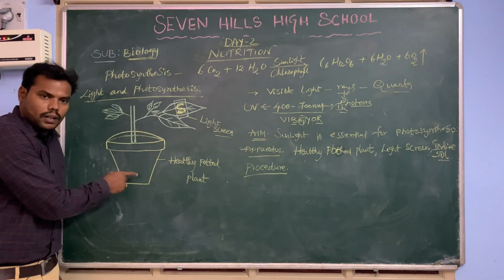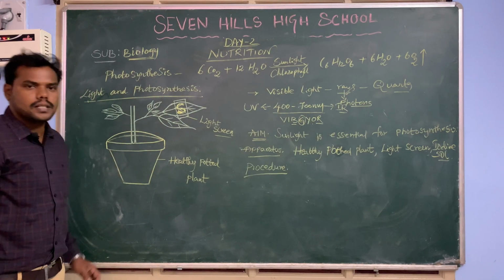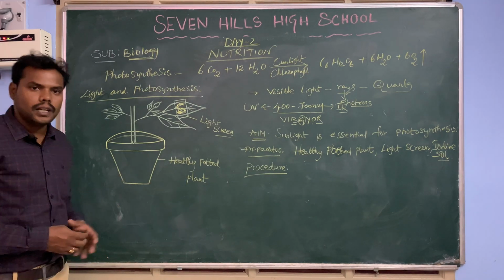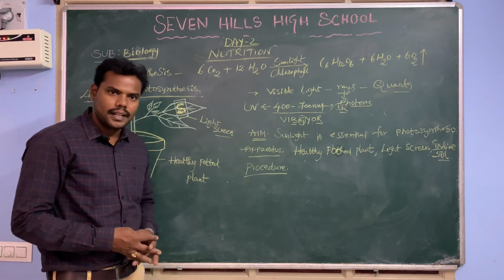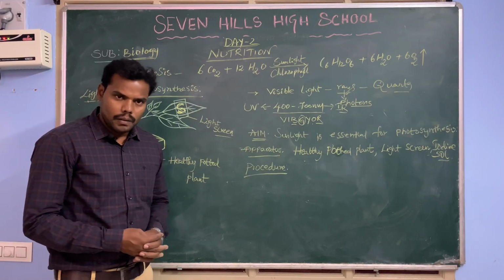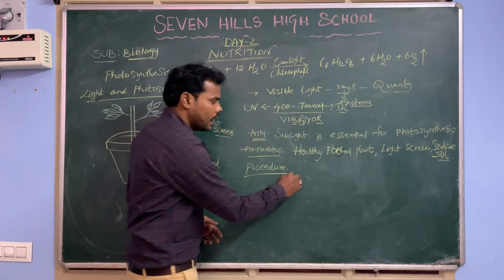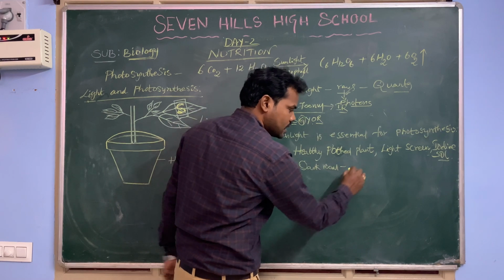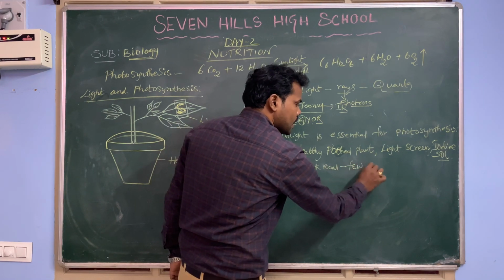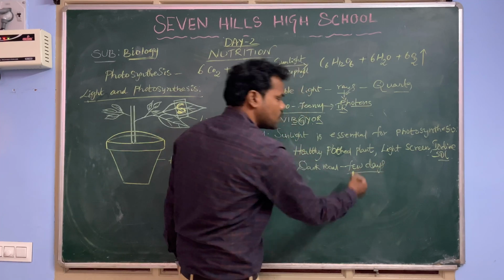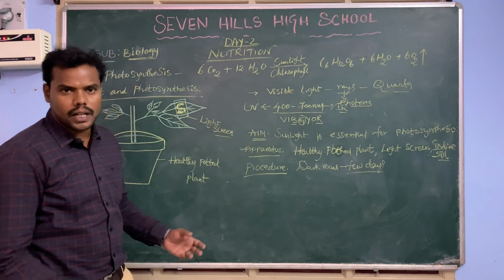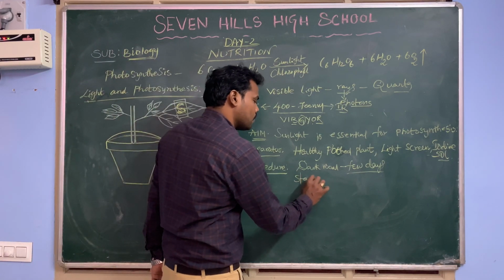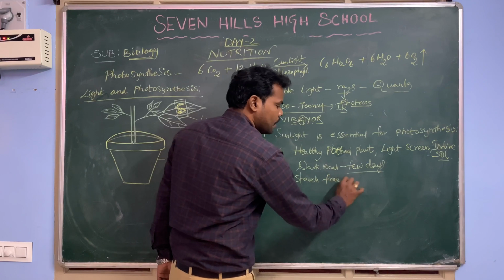We take the healthy potted plant. Before performing the experiment, we are going to de-starch it. We already know how to de-starch a healthy potted plant. We just keep it in a dark room for a few days. Within a few days the plant utilizes the stored starch present in the leaves and becomes a starch-free plant, or de-starched plant.